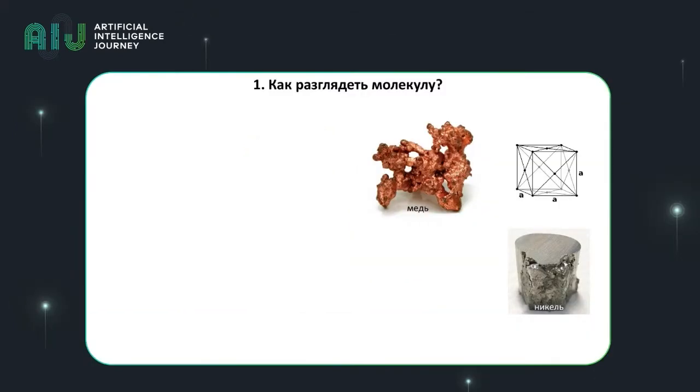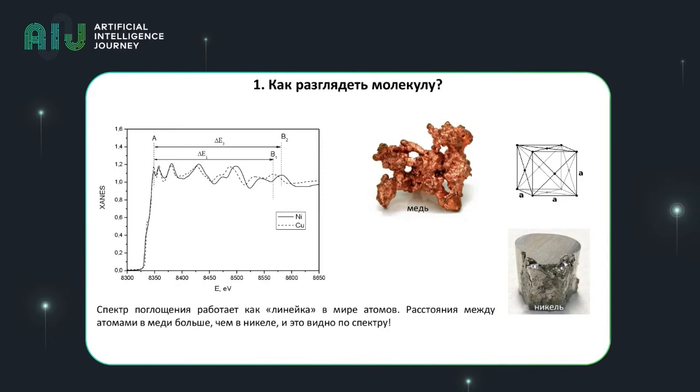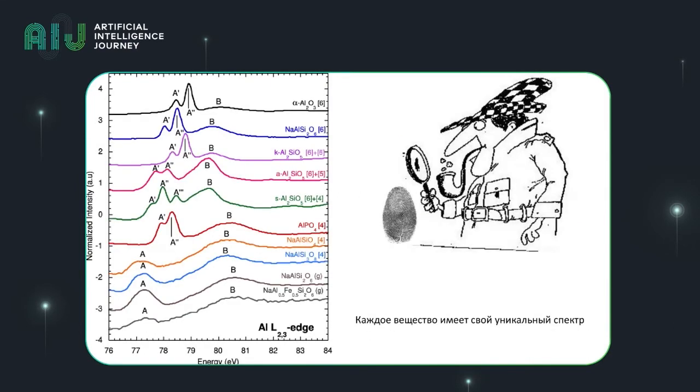Let's take copper and nickel. They have the atoms in a square structure, but if you look at the spectrum, the maximums will be displaced compared to one another. X-ray serves as a measuring tape in the atomic world. The space between the atoms in copper is bigger than in nickel, and you can say this based on this photo. Each and every material has its own unique spectrum, and based on that you can say a lot about the structure of the material.